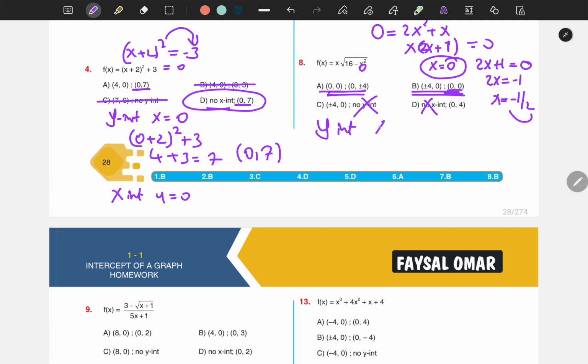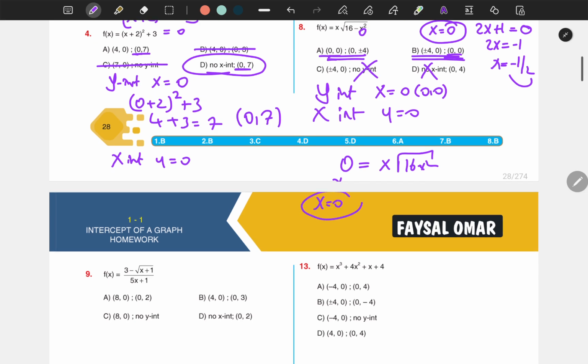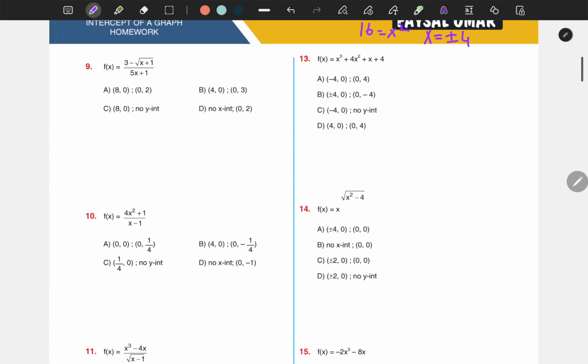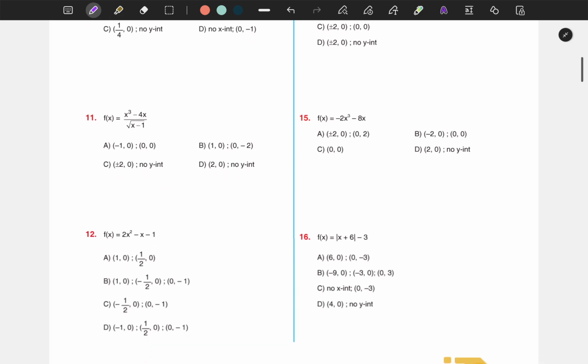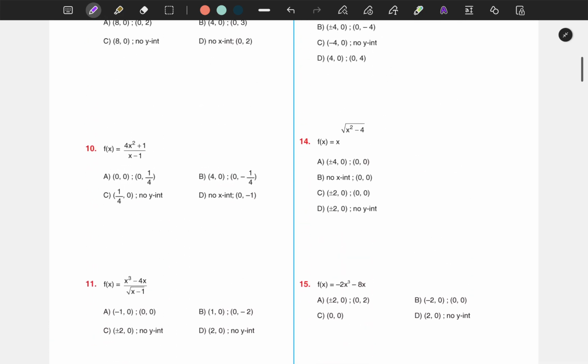For y-intercept, x must be 0. We found this one. For x-intercept, y must be 0. Let me do it. 0 equal x times (16 minus x squared). Guys, here we have two options. Either x equal to 0 or 16 minus x squared is equal to 0. So 16 is equal to x squared. X will be what? Positive and negative 4. So B is the correct option. Next one. Question number 9.